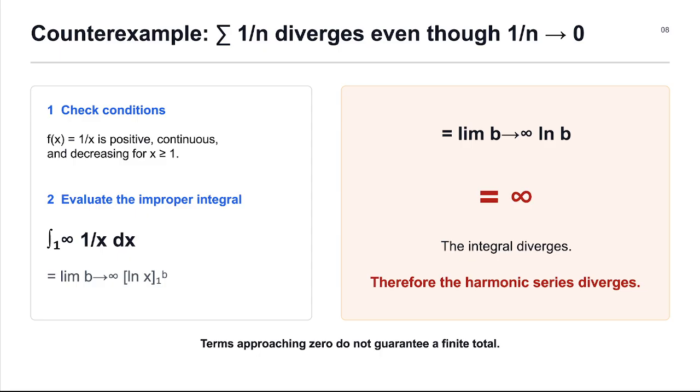The natural logarithm continues growing without bound. Therefore, the improper integral diverges. By the integral test, the harmonic series also diverges. This example proves that terms approaching 0 is not enough. The terms must approach 0 sufficiently quickly.